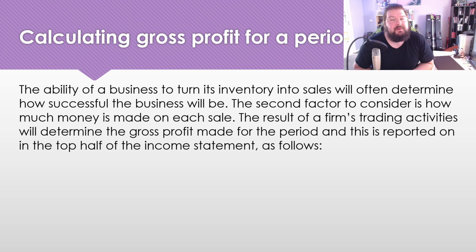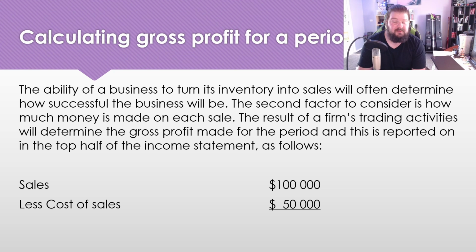So it's important that a business calculates its gross profit. Gross profit is simply the revenues of the business minus our cost of sales, okay, or our cost of goods sold. Now, it's important to remember this because this shows us how efficiently the business is turning inventory into profit. So when we report this in our income statement, it's going to look like the following. We have our sales less our cost of sales equals our gross profit.